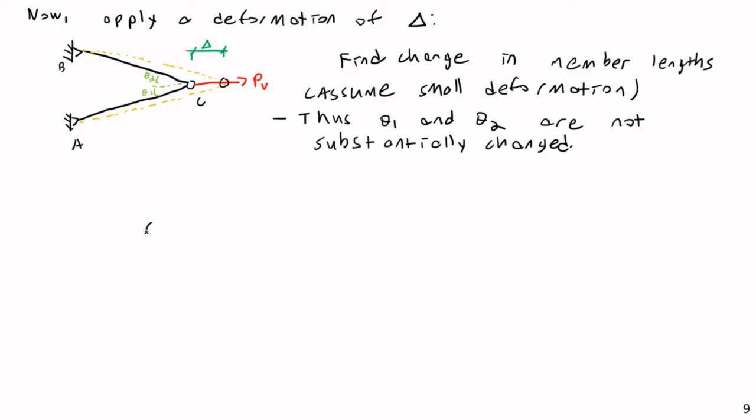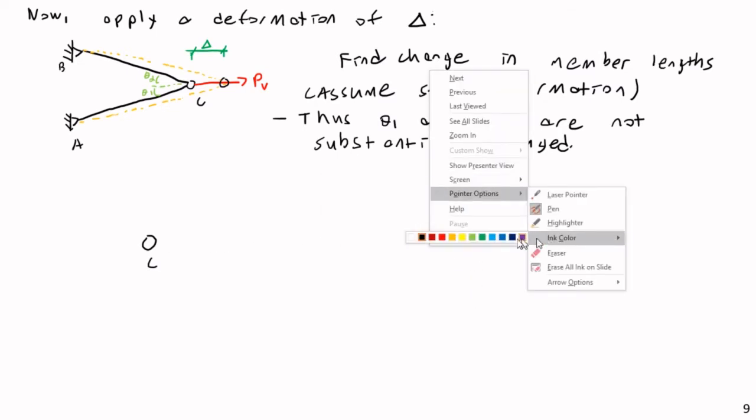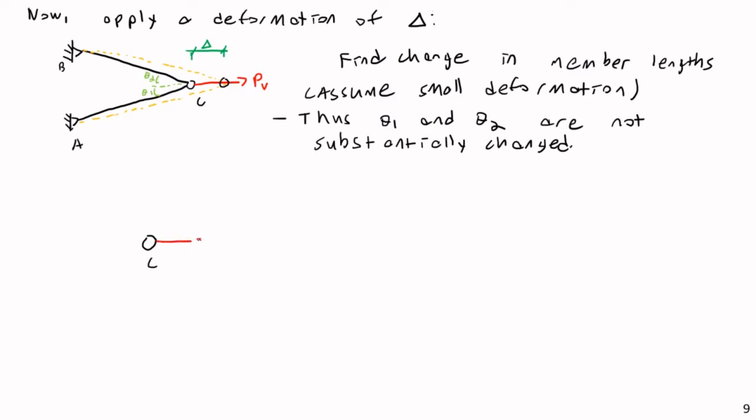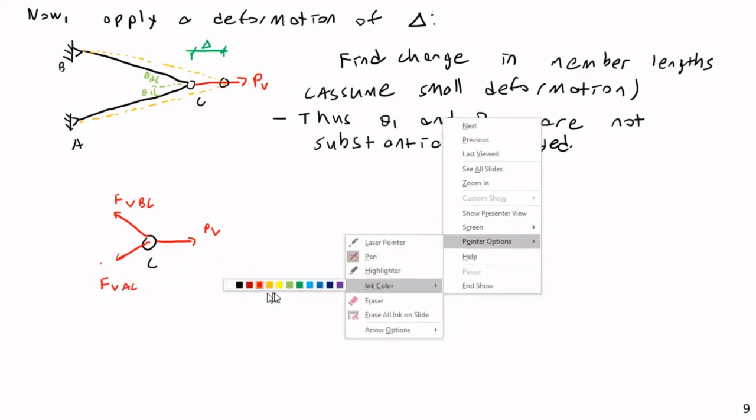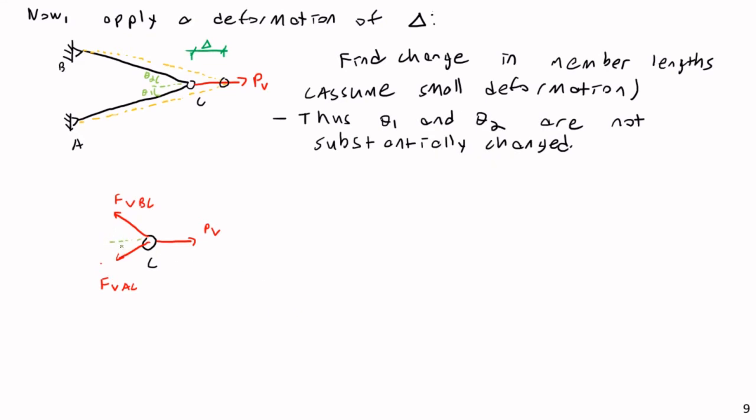So let us look at this from sort of a point of view of a parallelogram, or just, let's look at the trigonometry here. So I have my joint here, and it's going to be under load PV. And then I'm going to have this force here, FVAC, along this line. Actually, let me make these a bit shallower, because I'm going to need to draw a diagram from these. FVAC. And then this one here, FVBC. Same as we had before. FVBC and FVAC. And the same theta 1, theta 2.